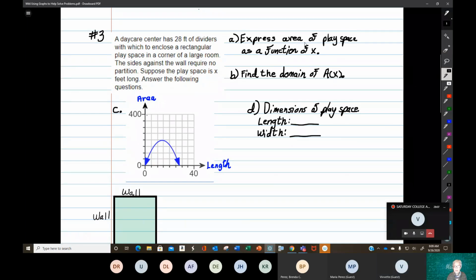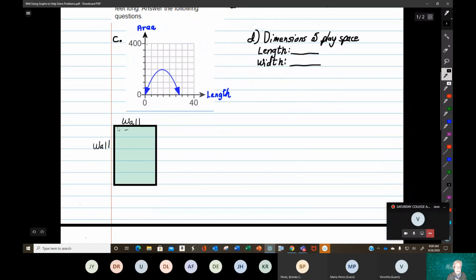I wrote the questions down over here. Okay, you've got a daycare center. I think we've probably done this before. If not, we're doing it now. Every class does it, every college algebra class. A daycare center has 28 feet of dividers with which to enclose a rectangular play space in a corner of a large room. The sides against the wall require no dividers, right?